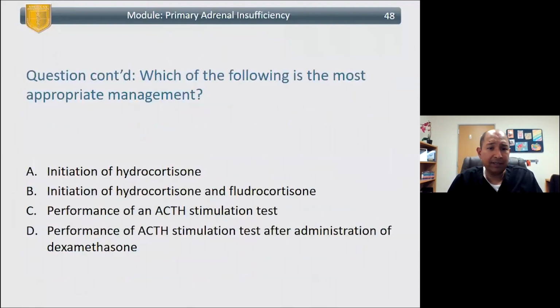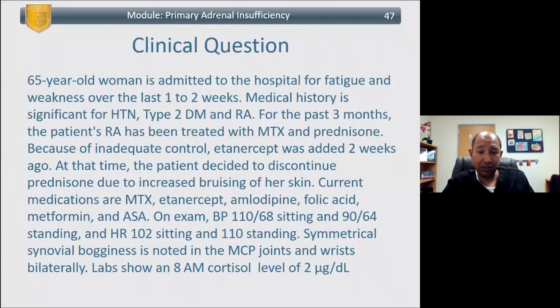Which of the following is the most appropriate management? Oh boy, this is interesting. So choice A is hydrocortisone. Choice B is hydrocortisone and fludrocortisone. Choice C is perform an ACTH stimulation test, which I already said, when you have such a low morning cortisol in someone who's almost orthostatic, and there's a smoking gun here, right? Why is this happening to the patient?